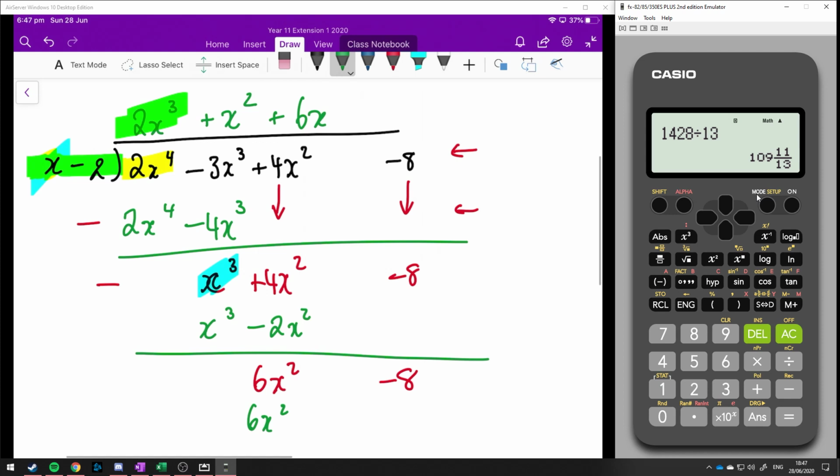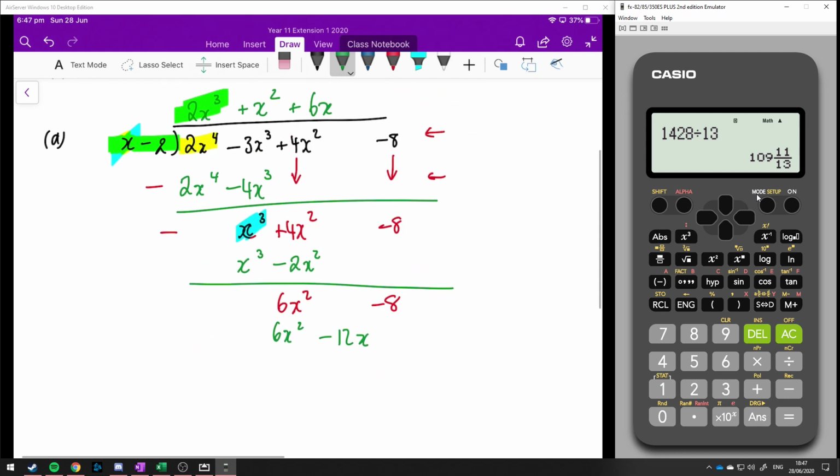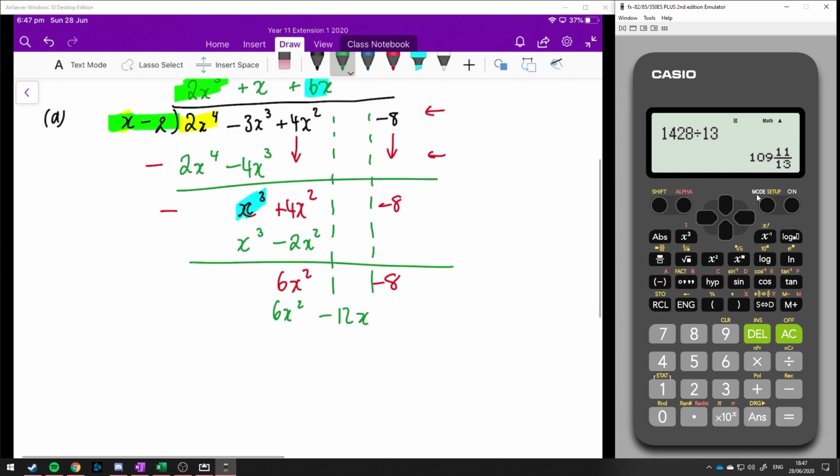6x times negative 2 is negative 12x. So I'm going to write that there: negative 12x. Just to remind you guys, that's this times that and then times that to get those values. So 6x multiplied by the 2 terms gives us the 6x squared minus the 12x. That's why we've left this column down the center here, because we do actually end up with an x term by doing this division. And so we're going to continue.